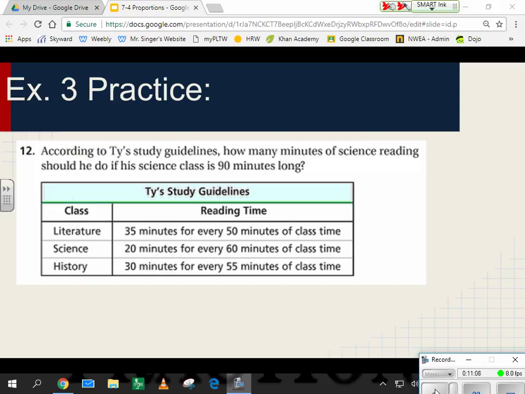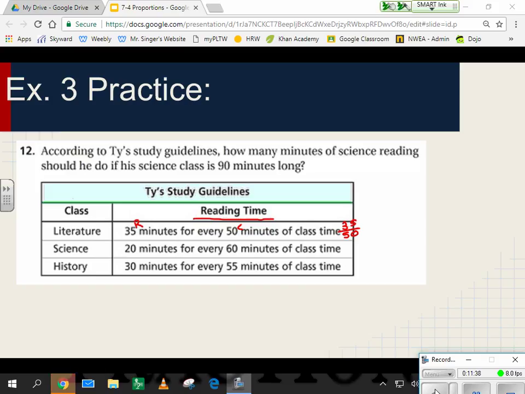Well, looking at his 3 classes, the amount of reading that's expected for each class goes as follows. For literature, for every 35 minutes, 50 minutes of class time. So 35 minutes is reading, and the 50 minutes is class time. So the ratio here would be 35 to 50. Okay? Now, we don't care about literature in this problem, though. We only worry about science.